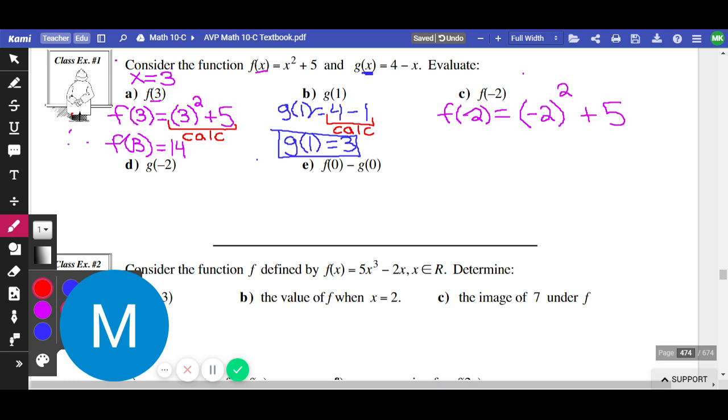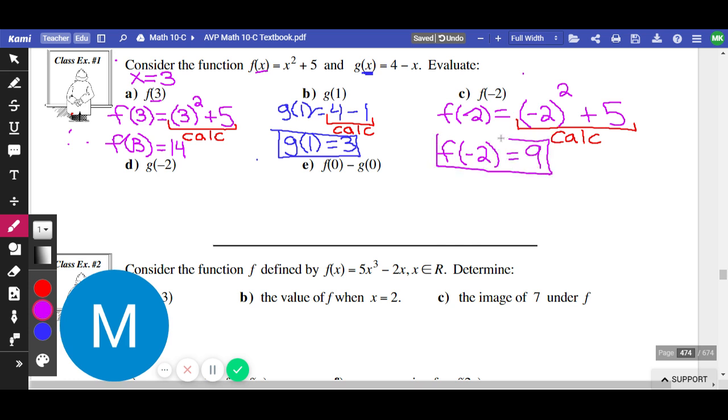When you calculate this with brackets, and the square is outside the brackets, you should get an answer of f of -2 equals 9. If you didn't use brackets, you would have got 1 as your answer. So make sure you're using brackets in your calculator.